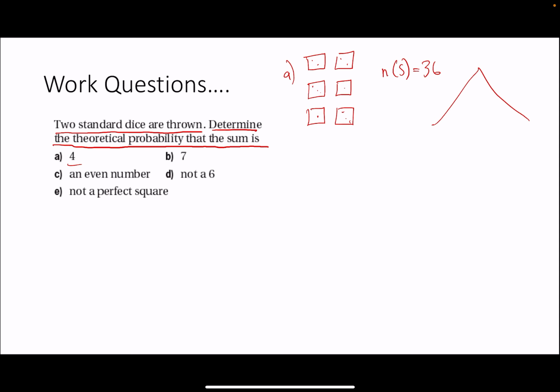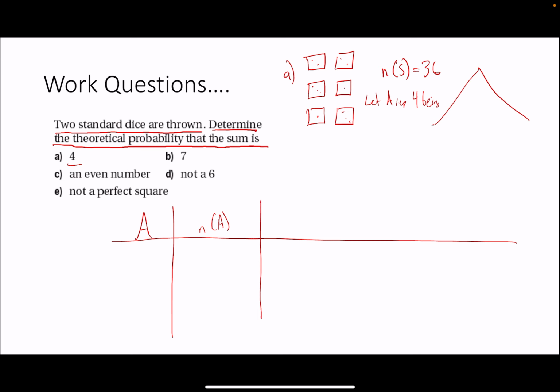So let A represent 4 being drawn. You know what? Let's just make a chart. A, N of A, and so A is a 4, N of A is 3 ways, and P of A is equal to 3 over 36, which is equal to 1 over 12.